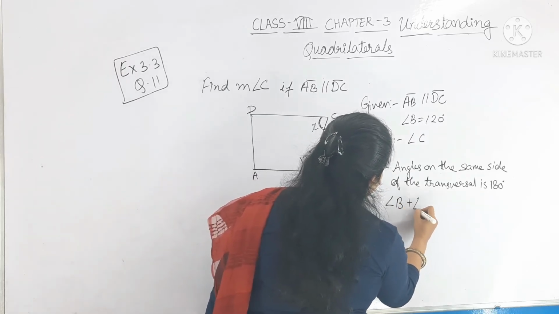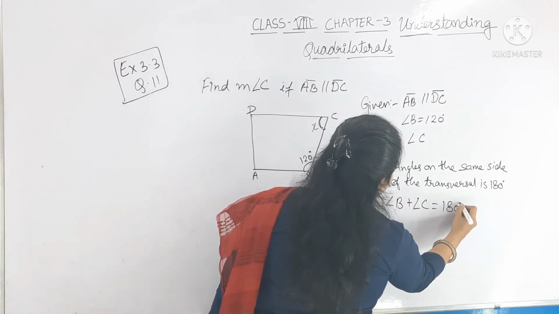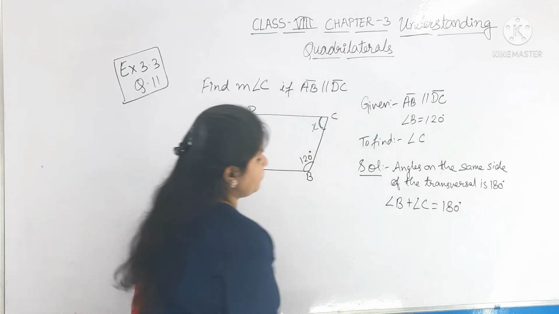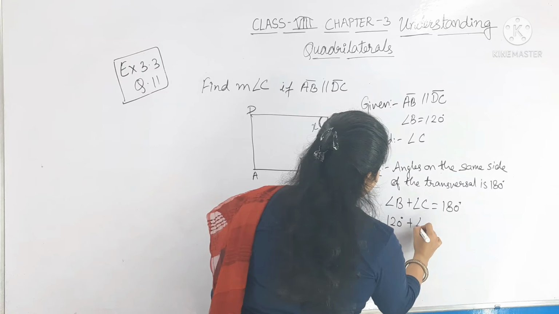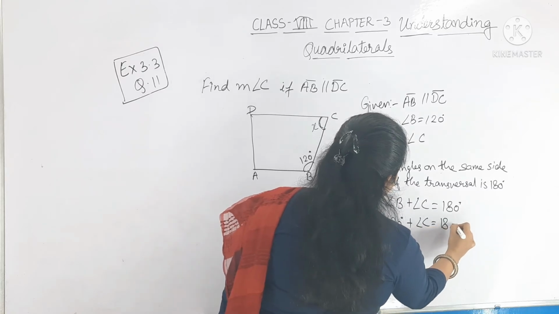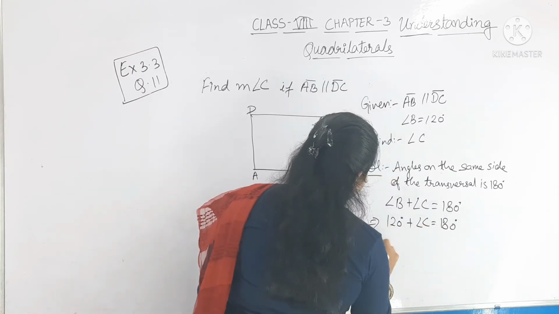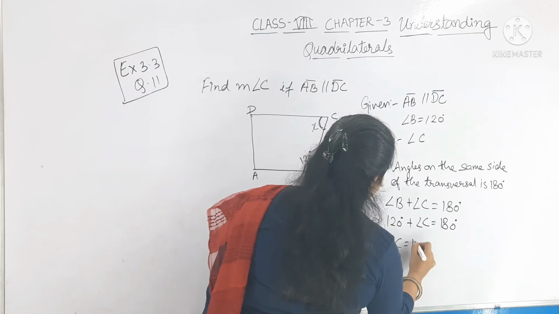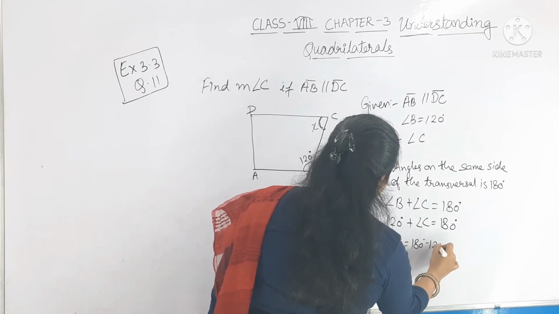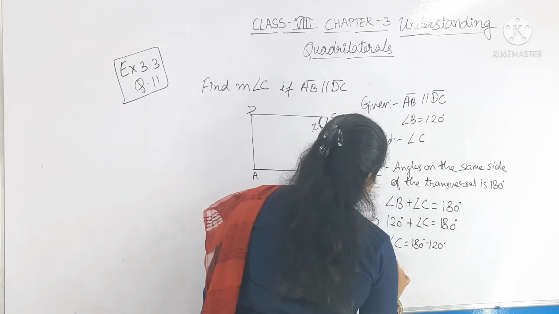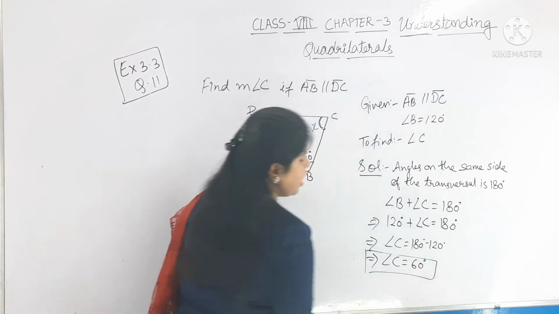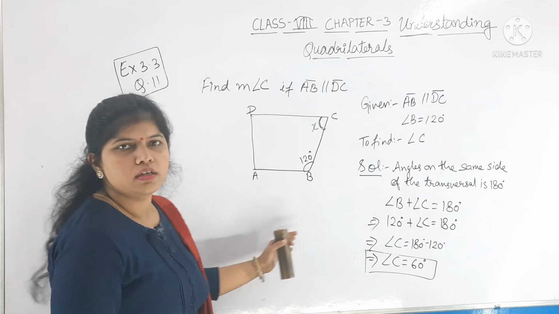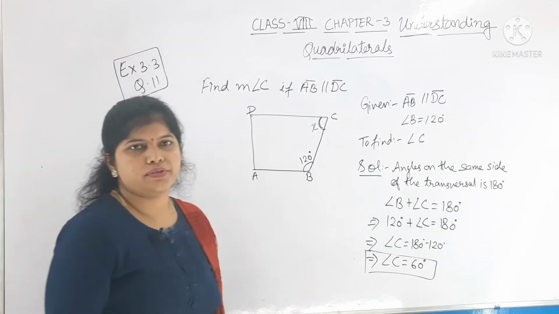So angle B plus angle C is equal to 180 degrees. Then angle B is 120 degrees plus angle C equals 180 degrees. So angle C is equal to 180 degrees minus 120 degrees. Angle C is equal to 60 degrees. So this is the answer for question number 11. That is the solution.